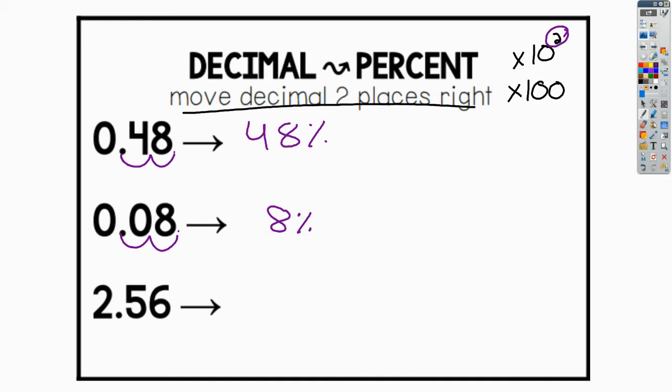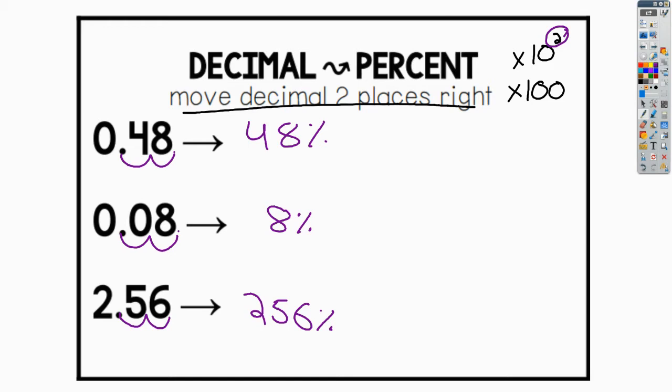I want you all to go do this one on your own, this 2.56. Realize you will get a percentage that is above 100%. You will get a big percentage. So go ahead and try it. All right, if you did this one correctly, you just would have moved the decimal 1, 2 times. And as I told you, you're going to get a big one, 256%. So that's easy. Turning decimals to percents, you just move that decimal place to the right.